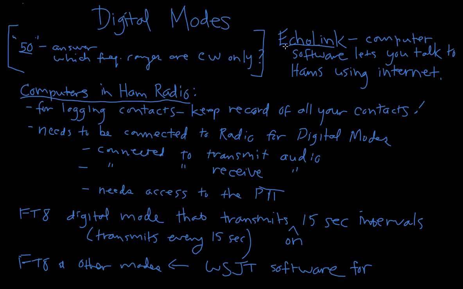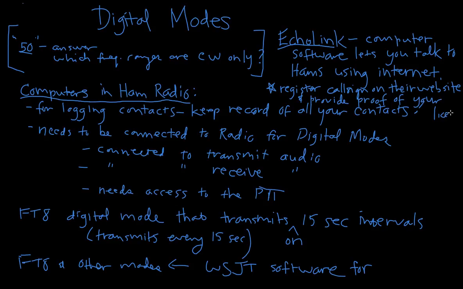So all you have to really know right now is that to use Echolink, you must register your call sign on their website. That's step one. And the second thing is you have to provide proof that you're a licensed ham, since they don't want any non-hams on the site. You have to prove that you own a ham radio license. So that's just something you need to know for the exam. And we're going to talk more about Echolink later in this course.